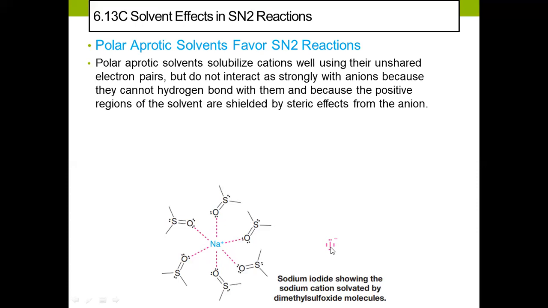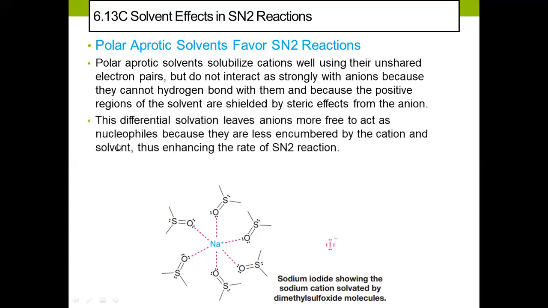There is no counter ion close to it anymore, so it really has more need to attack the substrate. This differential situation leaves anions more free to act as nucleophiles because they are less encumbered by the cation. Usually, in normal settings, this iodide will always have a counter ion close to it. But when we use an aprotic solvent, we expose the nucleophile more by increasing the interactions of the cations and the solvent.